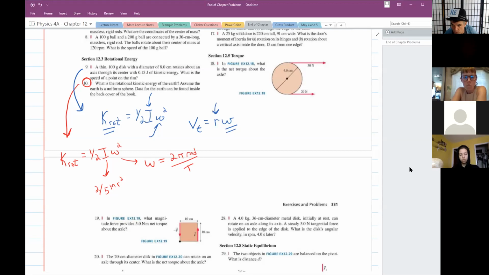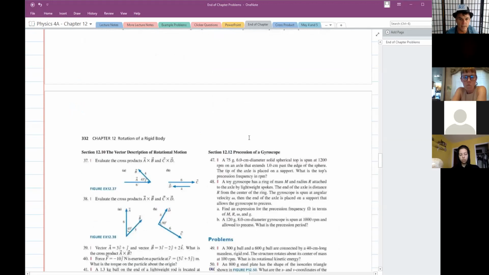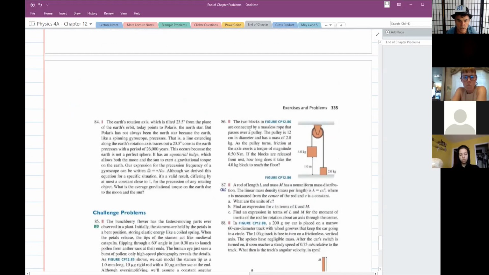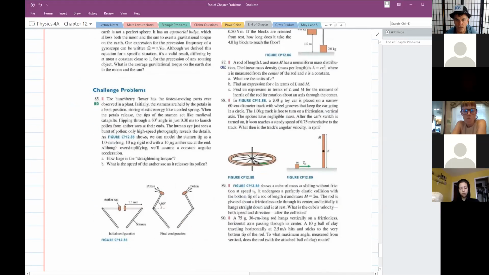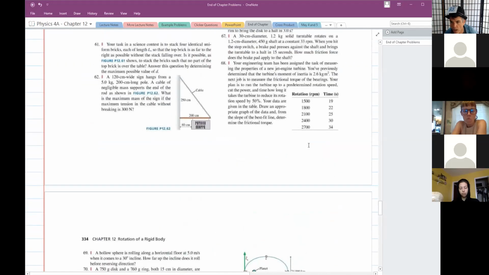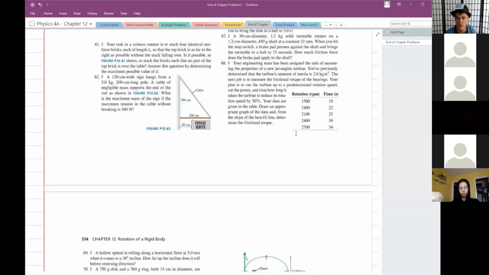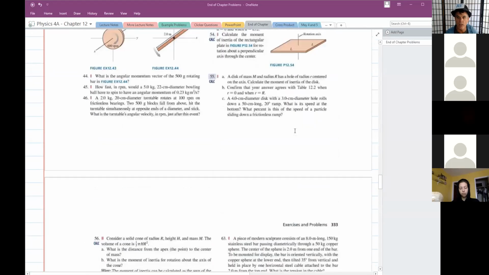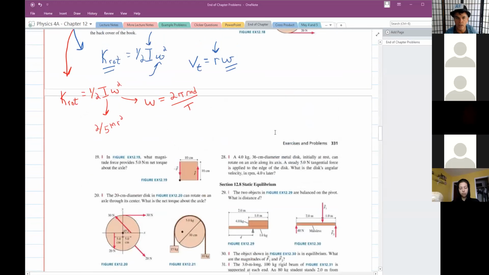I think they were talking about problems 8 and 10 from Mastering Physics, not from the book. Not problems 8 and 10 in the chapter 12 homework, but if you go to Mastering Physics, it was 8b and 10. Okay, so those are homework questions. Let me think, what's the best way to stop this share? Let's pull up Mastering Physics, sign in.